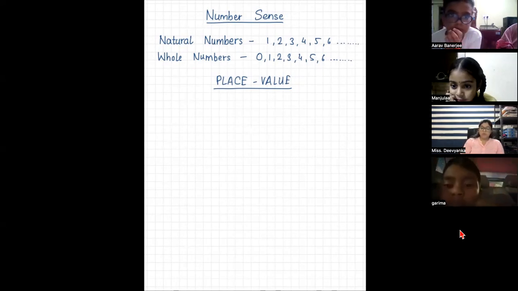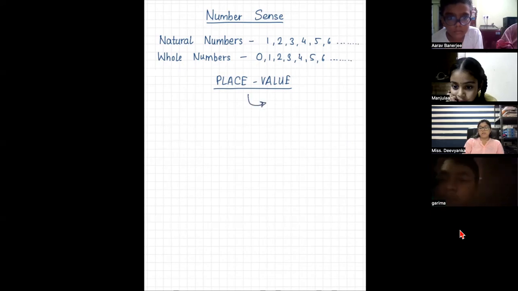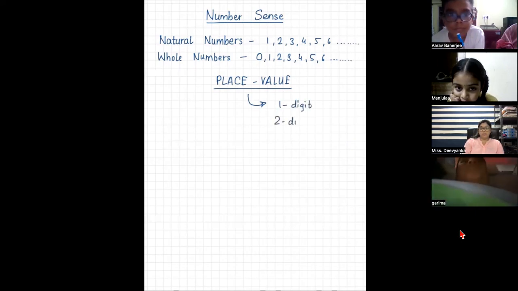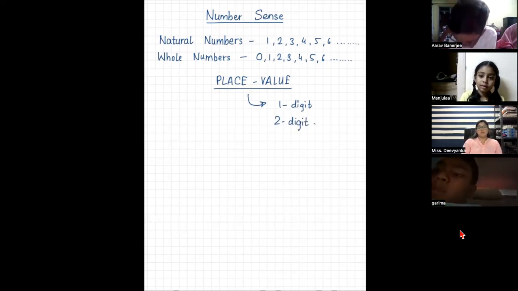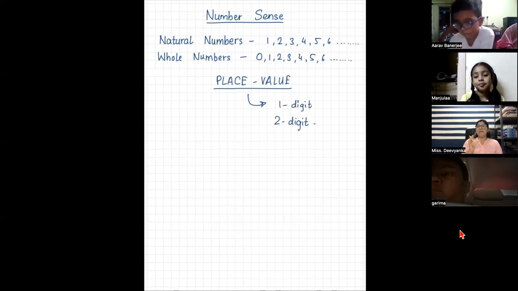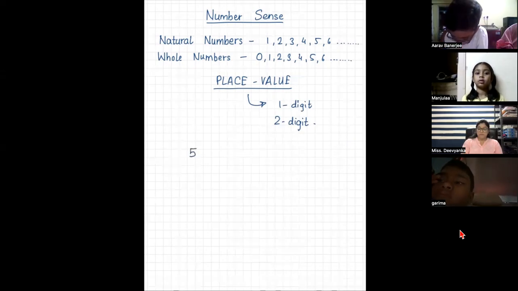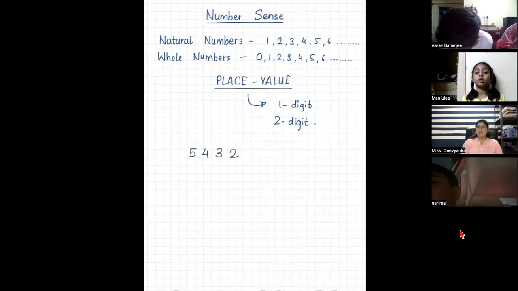Now everybody look here. So basically, what are we doing? Place value means any digit number that we write. It can be a 1-digit number, a 2-digit number, a 3-digit number. Any number of digits it can have, but every digit in that number has a certain place, and that place decides its value. So for example, if I'm writing a 4-digit number, 5,432.